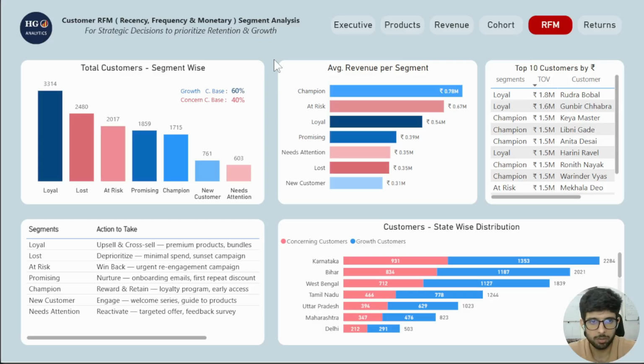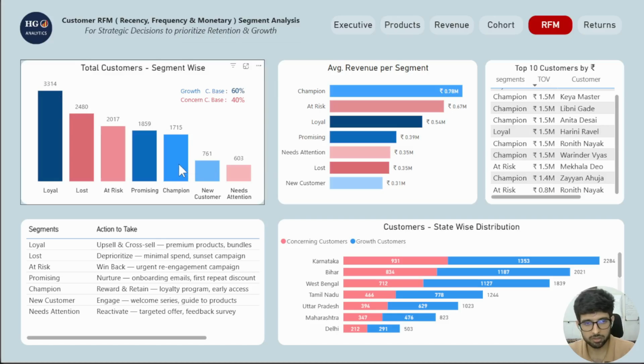Now let's talk about the customer behavior segment analysis, that is how recently they bought, how frequently they bought, and how much monetary value they generated for us. Out of all the 13,000 customers, I have divided the active customers into multiple segments based on their recency, frequency, and monetary behavior. So you can see the categories are loyal, lost, at risk, promising, champion, new customer, and needs attention.